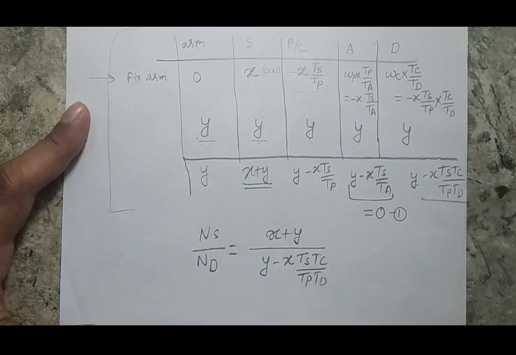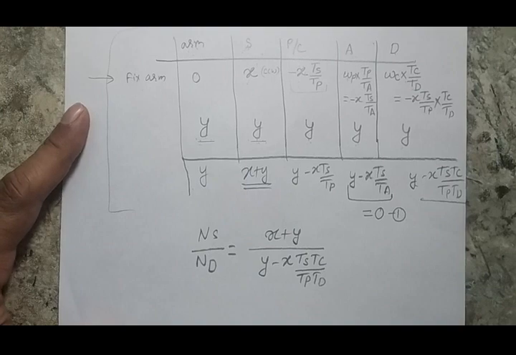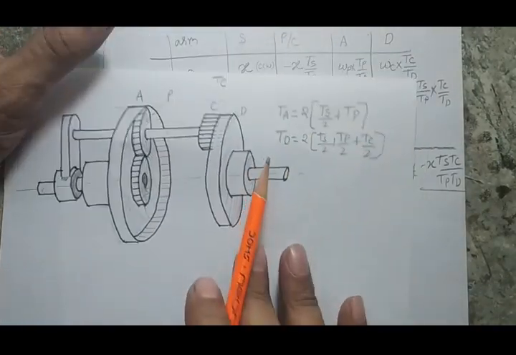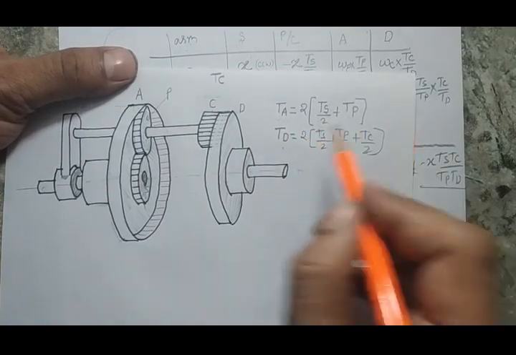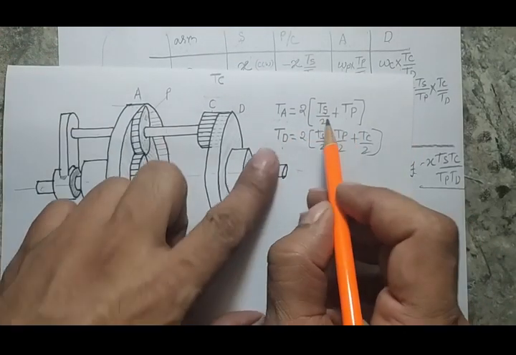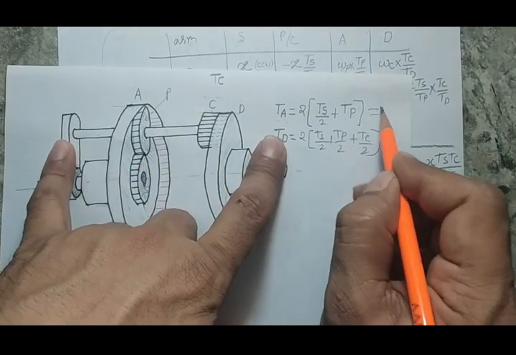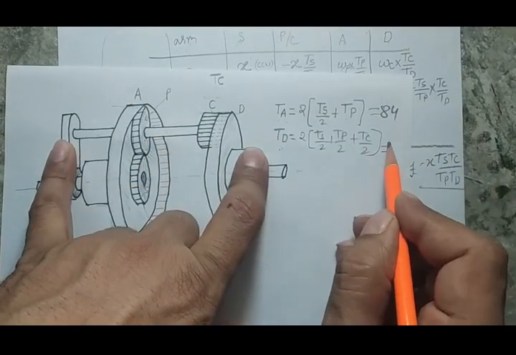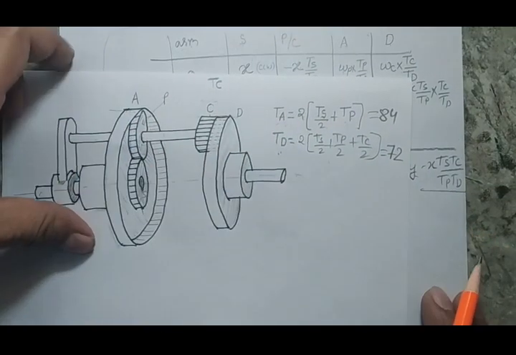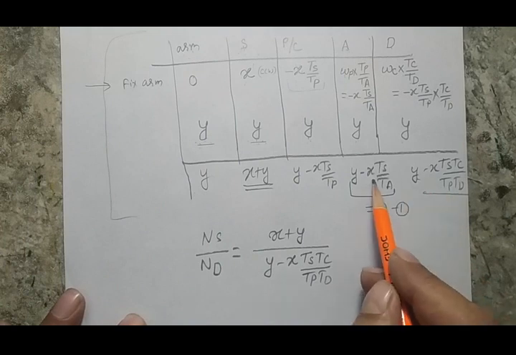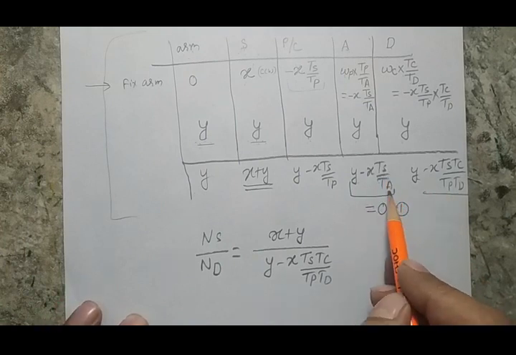And as I already explained with this figure, if you are interested to find the number of teeth of gear A and D, you can use this formula, and from this formula, if I put the values of SP and C, I get that this TA is coming out 84 and this TD is coming out 72. Now when I put this value here, I will get a relation between X and Y, because TS and TA are known to us.